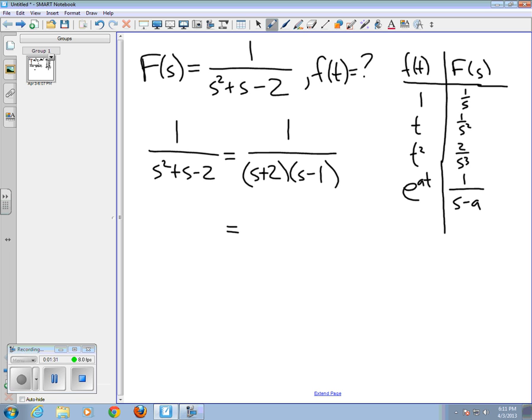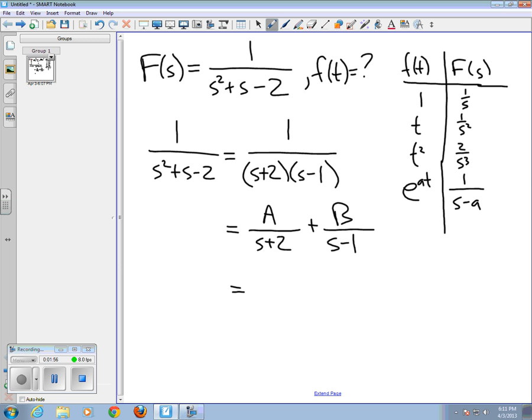And so what we do is we assume that this came from two separate fractions. So I'm going to put capital A, which is an unknown constant, over s plus 2, plus capital B over s minus 1. So we assume that there's some A and B for which what you're seeing on the right-hand side here looks like our original left-hand side.